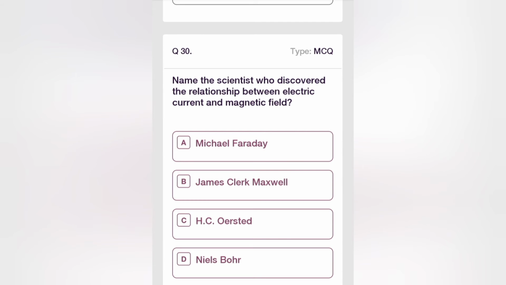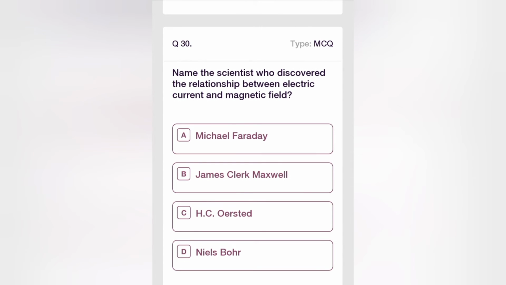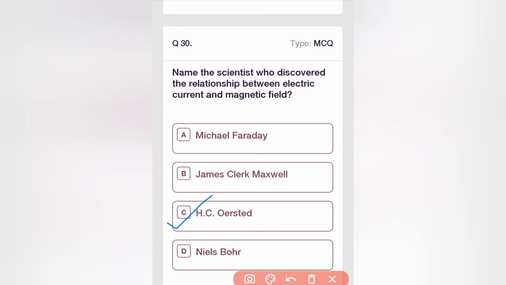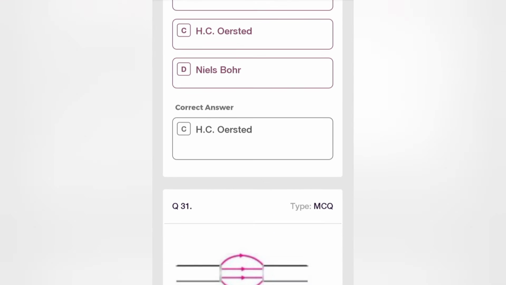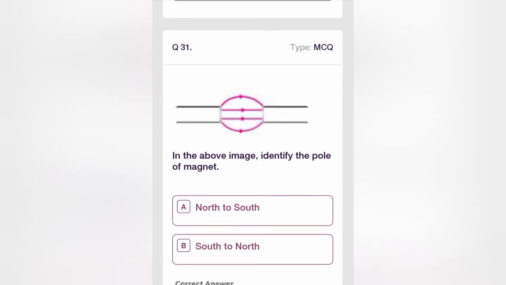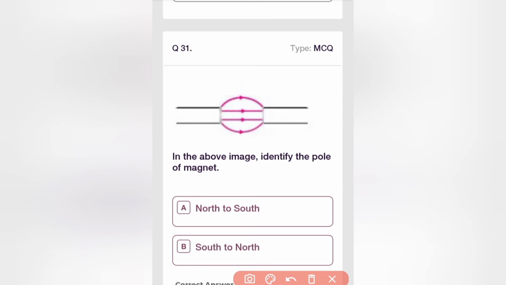Next question. Name the scientist who discovered the relationship between electric current and magnetic field. It was Oersted, who found out the magnetic effect of electric current. In the above figure, identify the pole of the magnet. You know that the magnetic field lines will emerge from north. So this is north and this will be south, north to south. So option A is the correct answer.